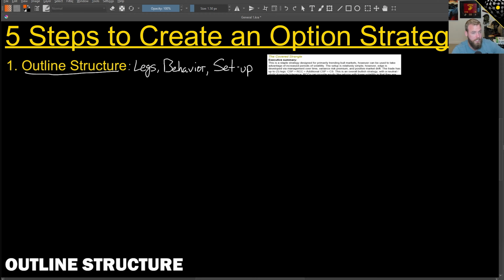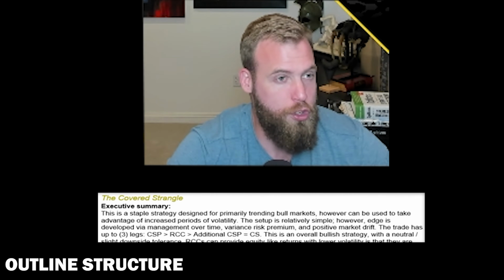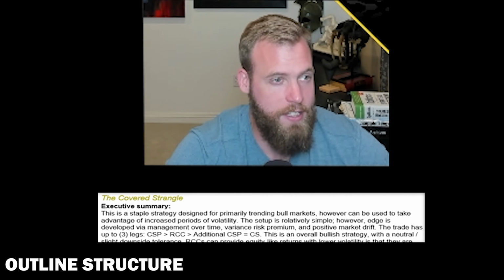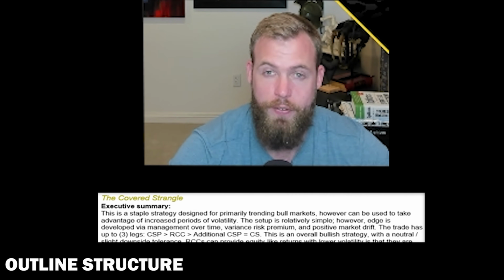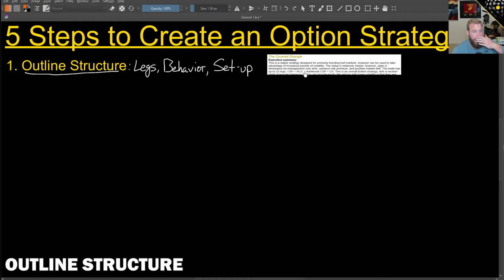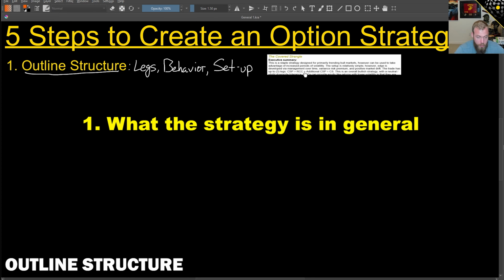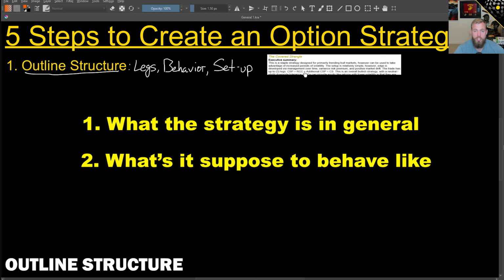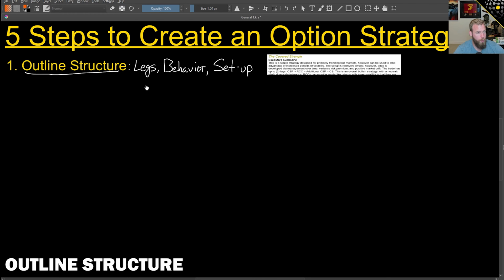So the very first thing here, our very first step, is to outline the structure. What I'm talking about here, and I have an excerpt from my personal trading plan, is the executive summary aspect of the coverage triangle. The whole idea here is I want to outline what the strategy is in general, what it's supposed to behave like, and what is included in it. So what do I mean by that?